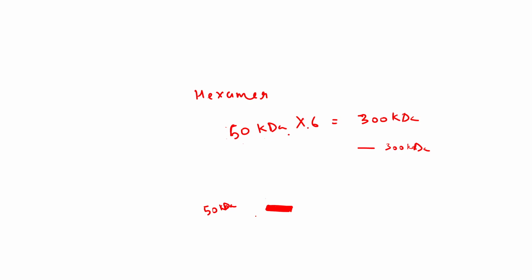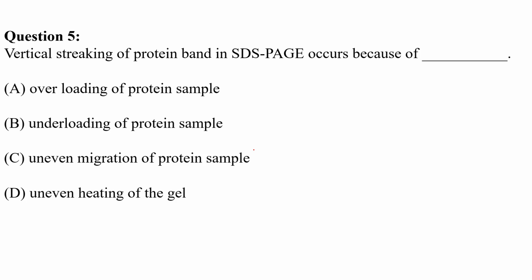So, question number 5. Vertical streaking of protein bands in SDS page occurs because of what? Option A, overloading of protein sample. Option B, underloading of protein samples. Option C, uneven migration of protein samples. And option D, uneven heating of the gel. So vertical streaking of protein bands in SDS page occurs because of what? Anybody?